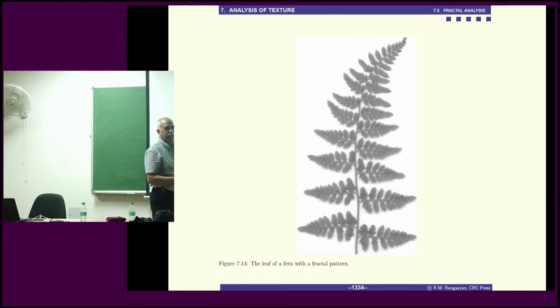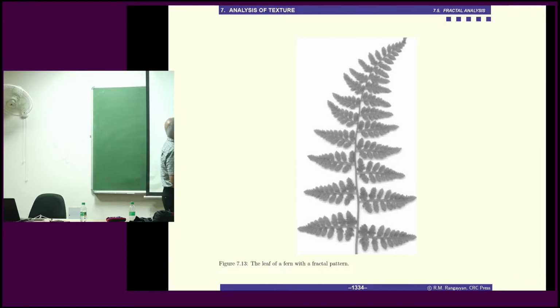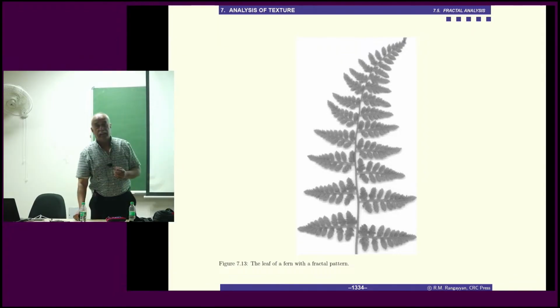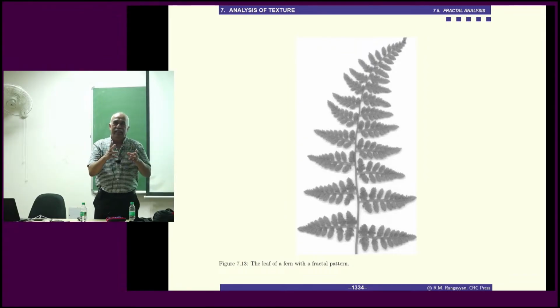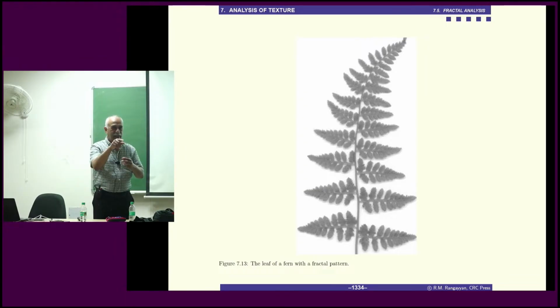There are only 3 scales. Beyond that, if you take this, there is nothing more. So it's a physical object, so the number of levels of this is limited. Whereas in computer-generated fractals, you can keep zooming and you can keep generating more and more. But that is simply replicating the pattern and recreating it. It's not there in the original image.